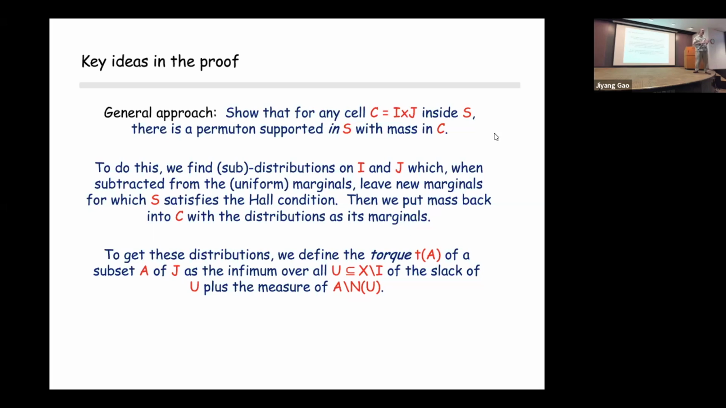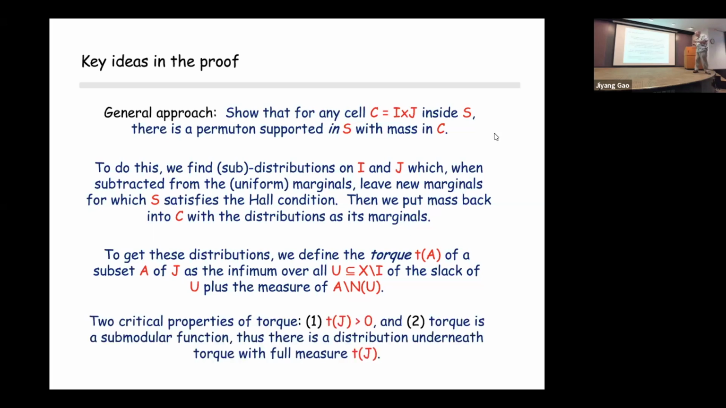How can we get away with this? Well, if we pick a subset of one of the sides of the cell, we have to look over all sets whose slack could be made negative by shaving off an amount. And that defines a quantity that we call torque, which is in a sense dual to slack. And I'm not going to take you through the definitions, that would be crazy, but they exist. And we use two great properties that we can show: that the torque of the whole side of the cell is positive. So that at least gives us a chance to put some mass in the cell.